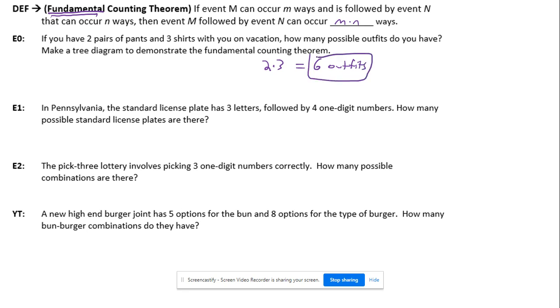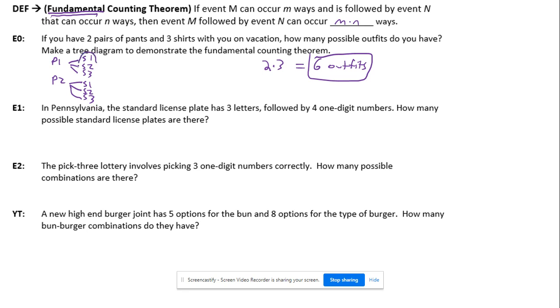6 outfits. Now, why is that the case? Let's say I have 2 pairs of pants. I call them P1 and P2. And I have 3 shirts. I call them S1, S2, and S3. Well, each pair of pants can go with each shirt, and so that gives me 6 total combinations. I could do pant 1 and shirt 1, pant 1 and shirt 2, pant 1 and shirt 3. Or I can do pant 2 and shirt 1, pant 2 and shirt 2, and pant 2 and shirt 3.